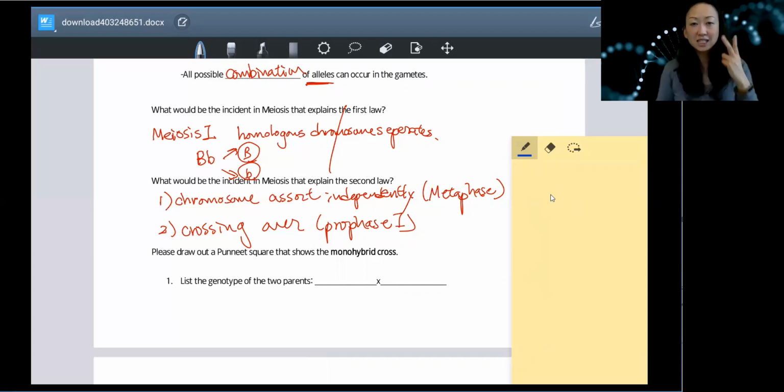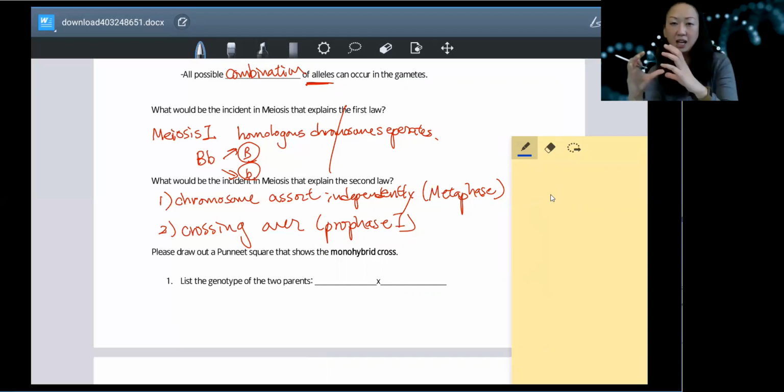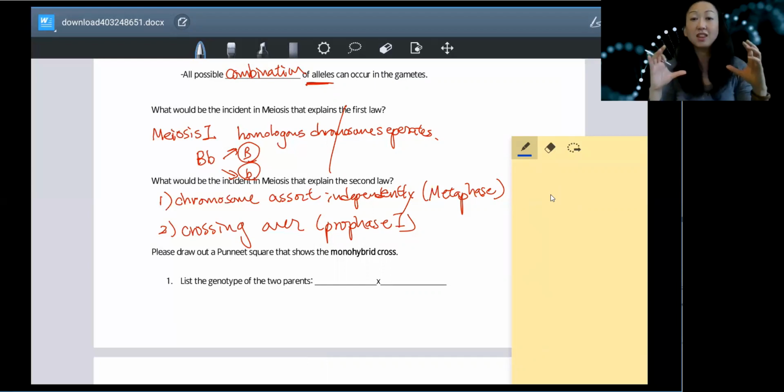What about the second law, law of independent assortment? It's talking about alleles of different genes. Big B, small b, big A, small a. How do they behave? They behave independently. If I have big B, I have equal chance of getting big A or small a. How do I get that opportunity? Through chromosomes assorting independently during metaphase, they line up randomly, and through crossing over during prophase. Even if the genes are on the same chromosome, you have equal chance of shuffling with your non-sister chromatids.